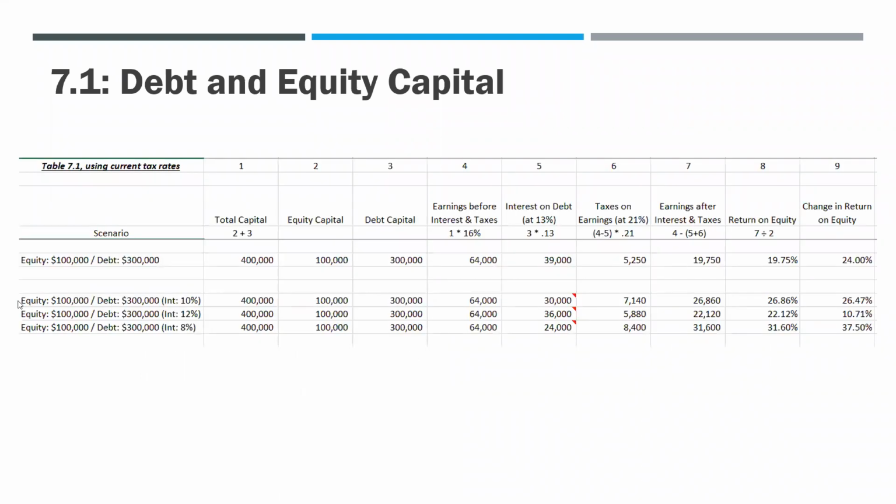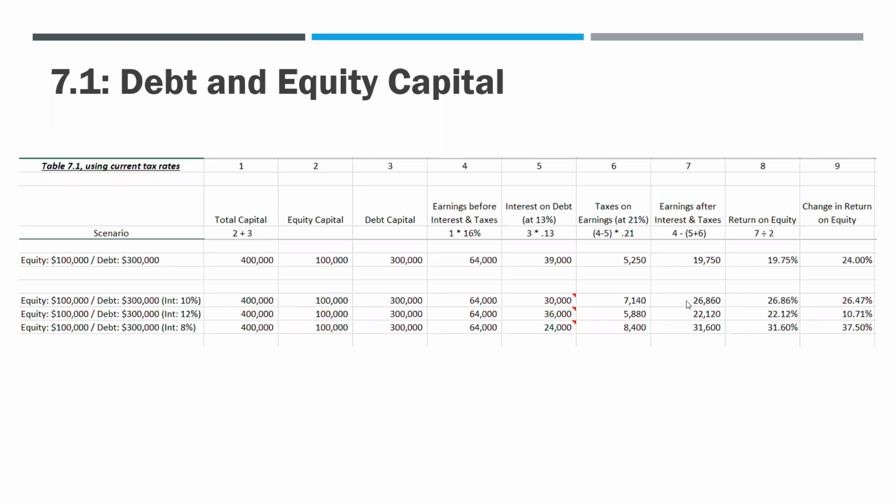So looking at the final scenario, I'm going to use 3 different percentages and take a look at those numbers in 3 different ways. And that is, what if our interest rate is lower and lower yet and lower yet? What does that do to our return on equity? It's actually going to increase it.